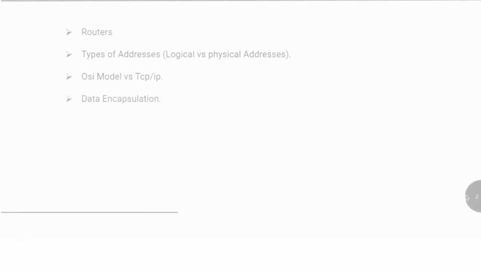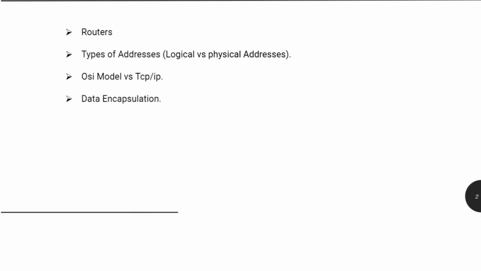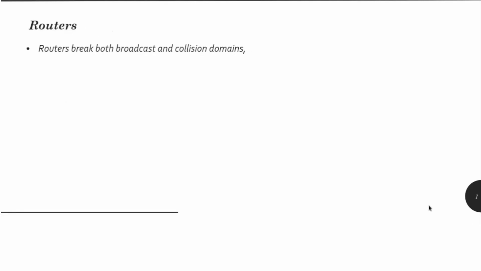Today we will get started with routers, and then we will learn about the types of addresses, logical addresses, and physical addresses. We will learn about the different networking models, OSI model versus TCP/IP, and we will finally learn about data encapsulation.